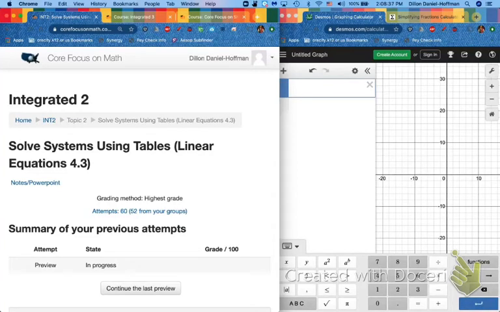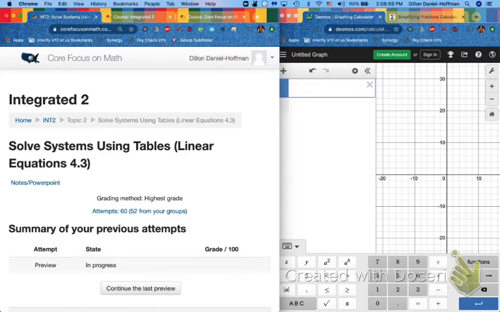Solve systems using tables. Last time we saw that if we have a graph for each equation, where the graphs cross is the solution to our equations. And we know from that assignment before, on parallel, intersecting, or same line, that if they don't cross, they have no solutions. If they are the same line, they have an infinite amount of solutions.